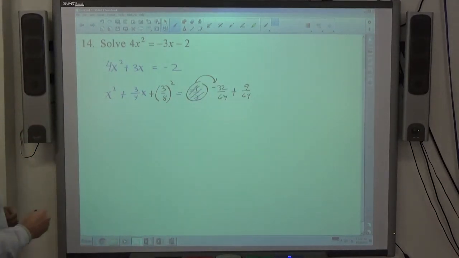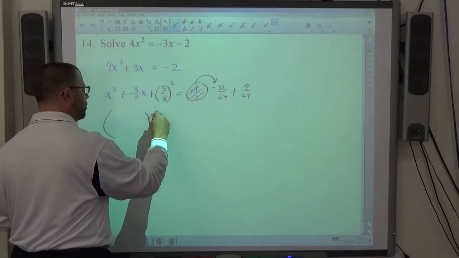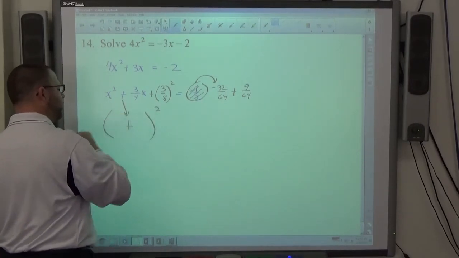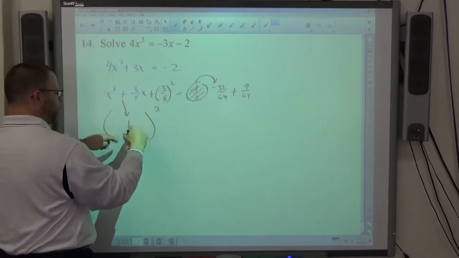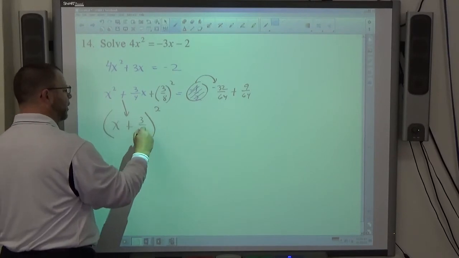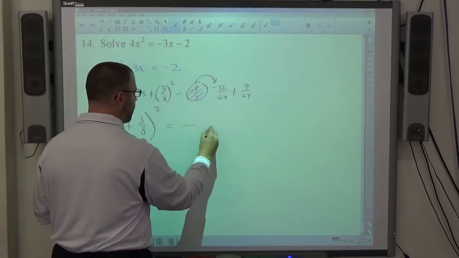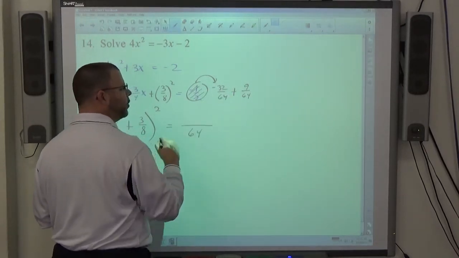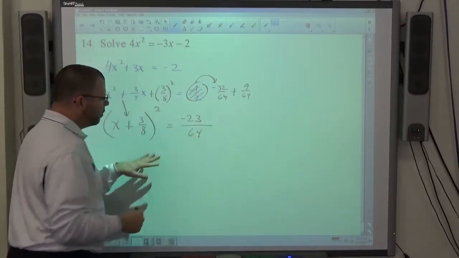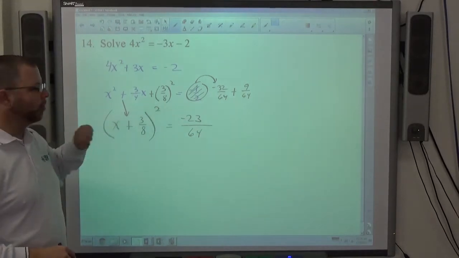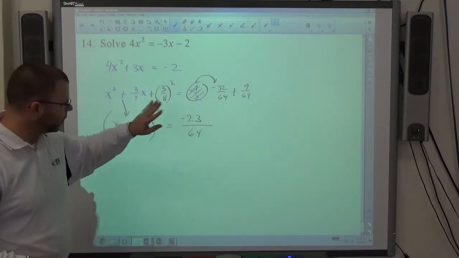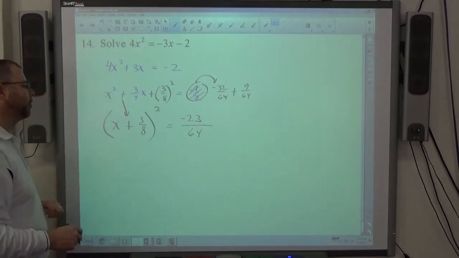What that ends up giving me on the left-hand side is a perfect square trinomial, plus in the middle because the middle sign's plus. Square roots of the perfect squares, just drop the powers off. X plus 3/8 squared. On the right-hand side, common denominator 64 already happening. -32 plus 9 is -23. This right here is the one fraction I never reduce on these problems. When the square equals a number, leave that as is, even if it reduces.